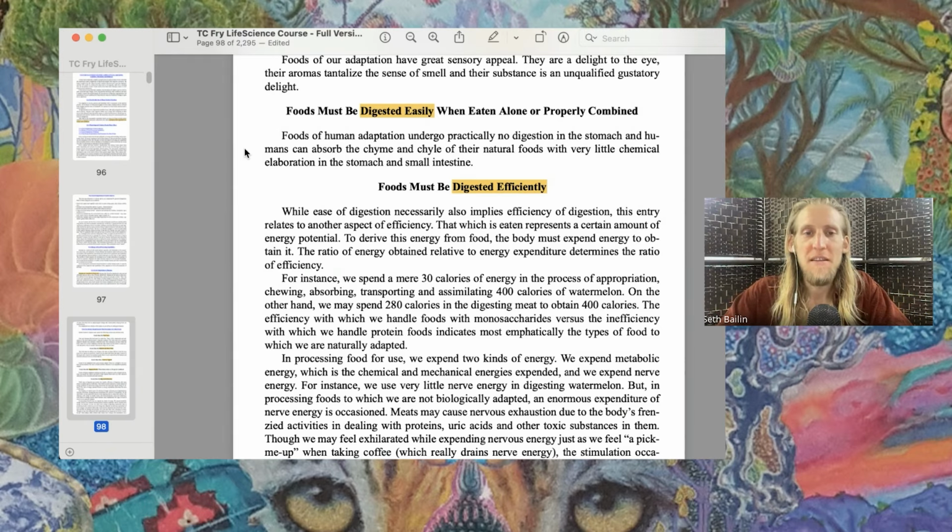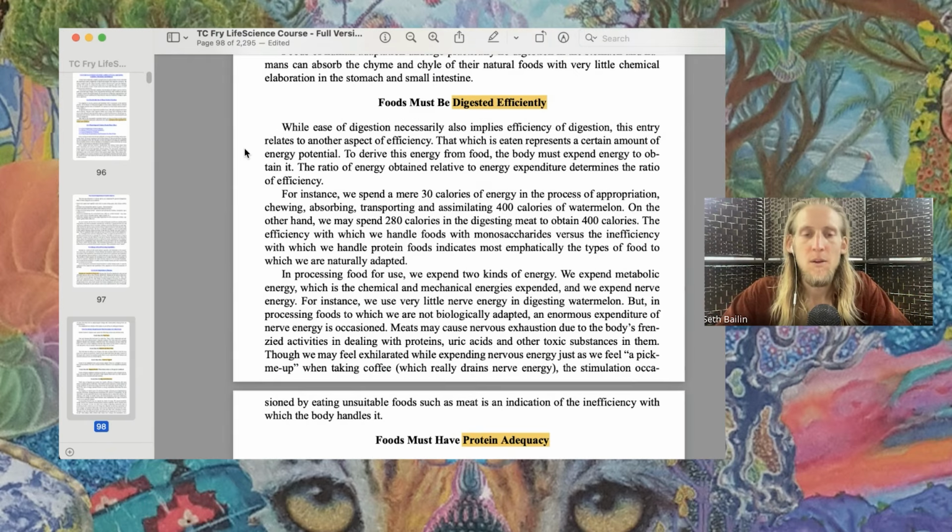Foods must be digested efficiently. So think about the nerve energy that it requires to harvest and digest a watermelon. Not much, because you bust it open and then you start eating it. And it tastes so good. There's very little resistance in your jaw. The fibers are soft. It goes down so easily. It's sweet. It's a joy to eat. We get happy from it. Happiness chemicals are released from our brain.